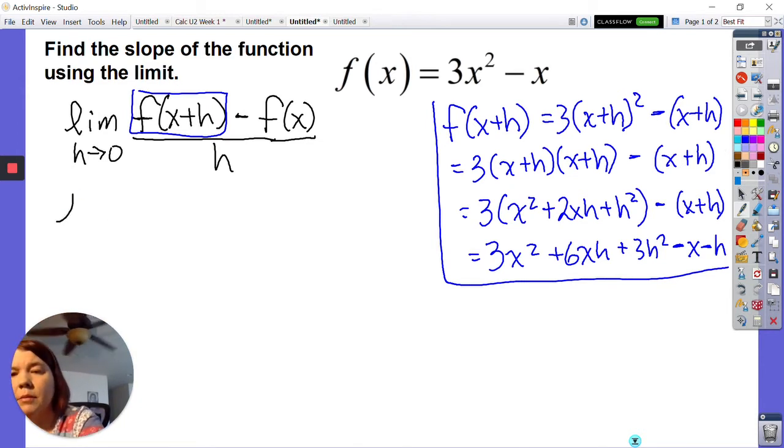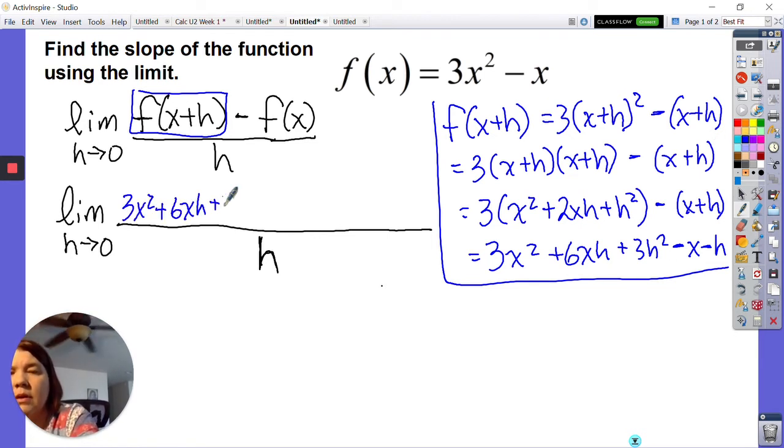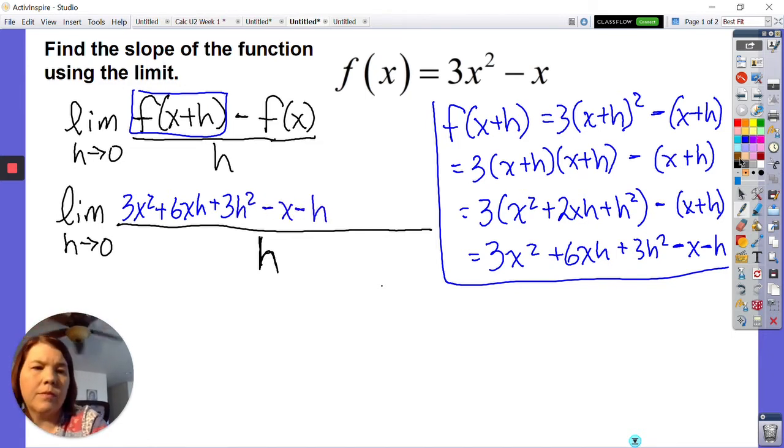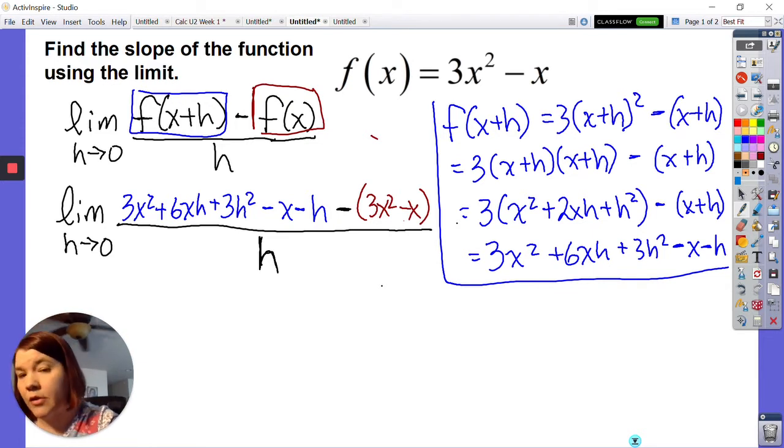So I have the limit as h goes to 0, something very, very long, over h. And so we're going to put our blue in here. We have 3x squared plus 6xh plus 3h squared minus x minus h, minus f of x, which we will do in red, 3x squared minus x. Okay, so that's where we are. So these are the things that we have, and we're going to continue from this point.